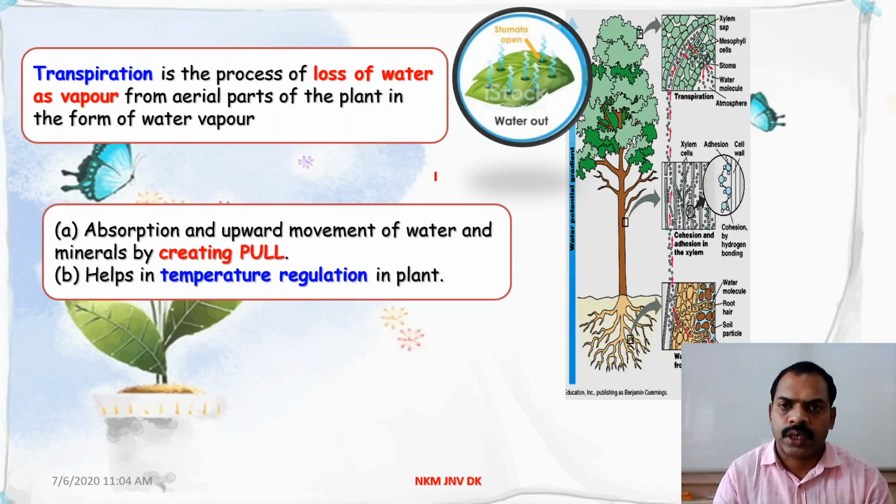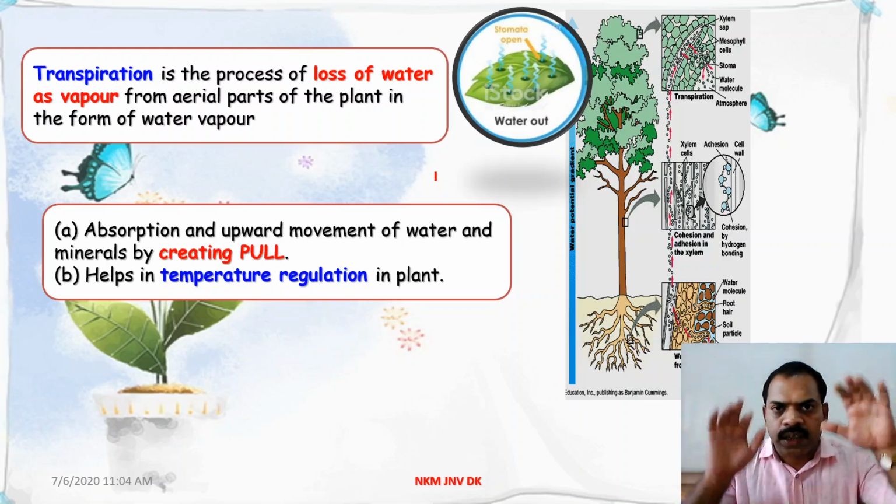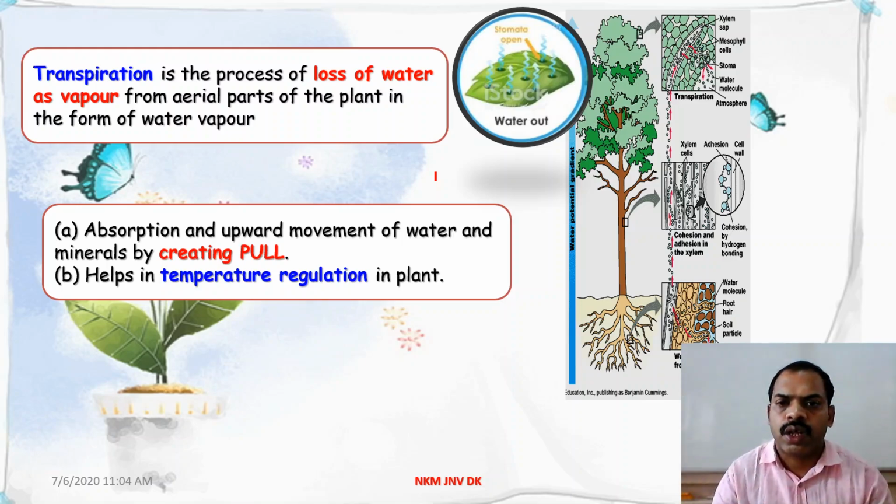Temperature regulation. We know that when evaporation happens, when we are sweating, our body gets cool. Similarly, when water is evaporating from the leaf surface, the leaf surface temperature comes down, it cools down.